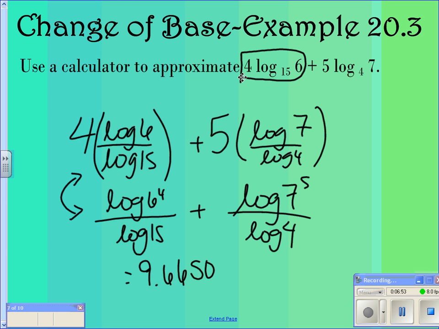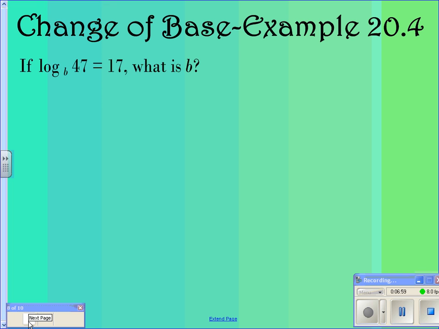I don't know if you use one log and if you use one LN if you'll get the same thing or not. Try it. Actually, I could probably just plug it in. No, it's not the same thing. You have to use all logs or all LNs for it to be the same thing. One space 10, one space E.